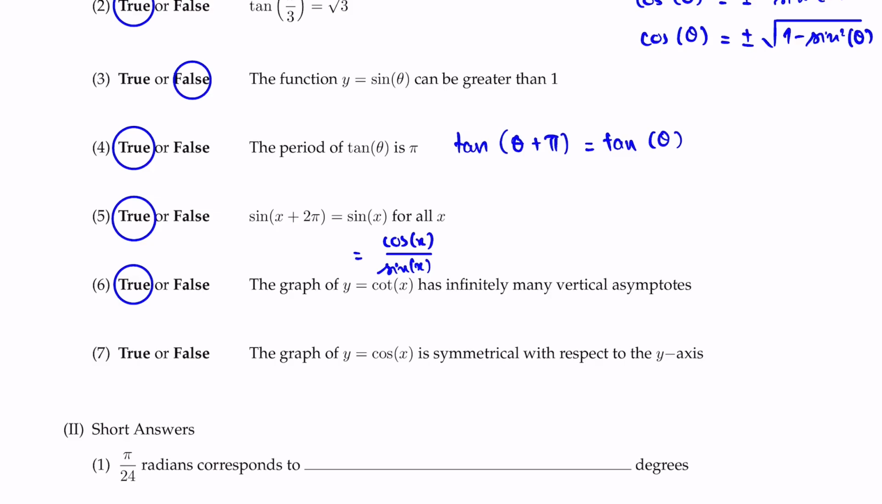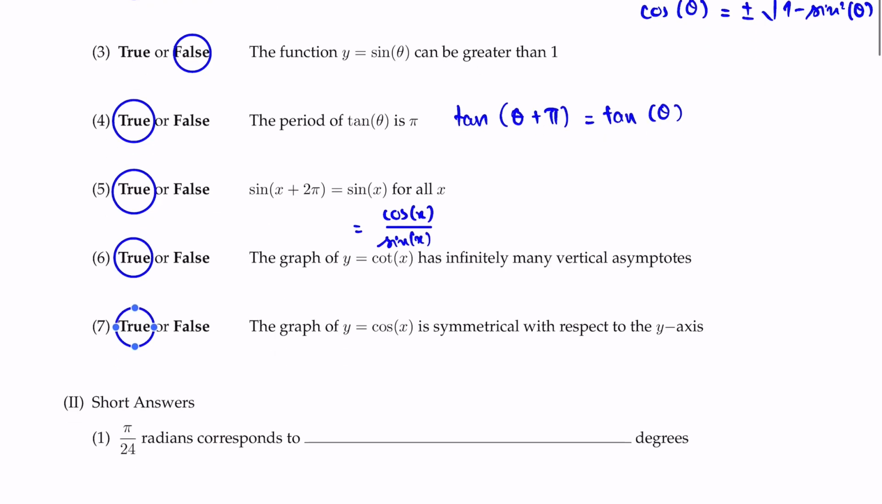And the graph of y equal to cosine of x is symmetrical with respect to the y-axis. This is true as well because the cosine function is an even function. And the sine function is an odd function. Right? So for an even function, the graph of an even function is symmetrical with respect to the y-axis.